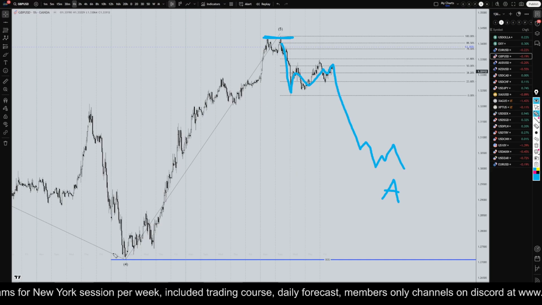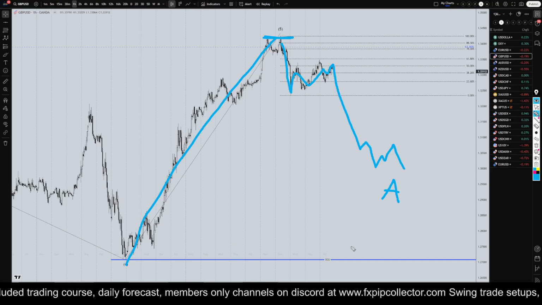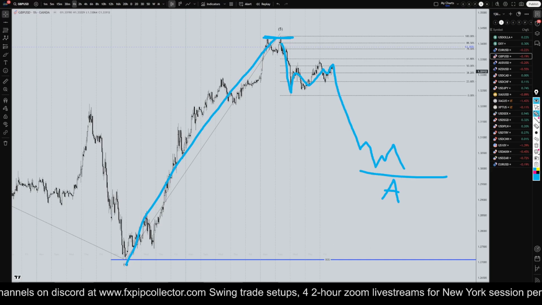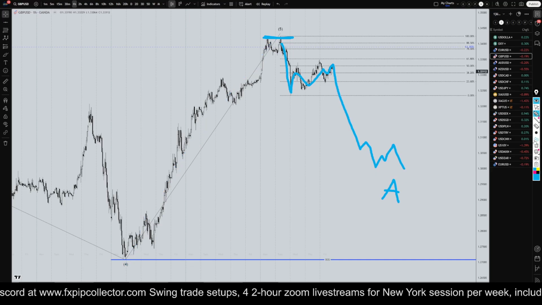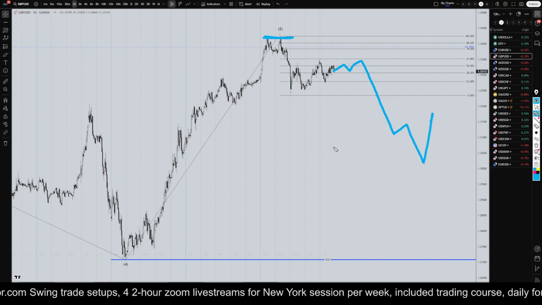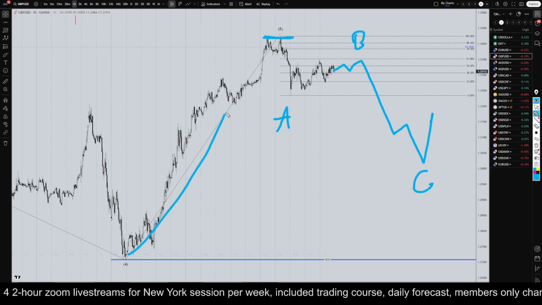Like I said, the question is, is it a correction to this last five waves up? Or is it a correction to the daily time frame five waves up? Time will have to tell on that. I think depending on how big this downtrend is, it should tell us. Because if it makes a big downtrend like this, then it's probably a correction to the whole move on the daily. If it makes a much smaller correction, maybe something like this, and then turns up, then I would say, okay, well, that's just a correction to these last five waves right here.